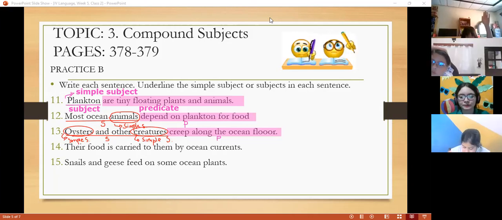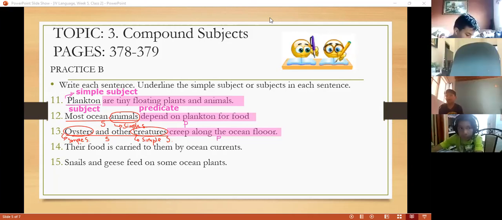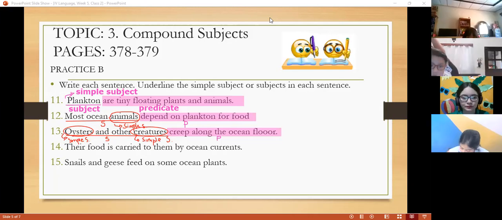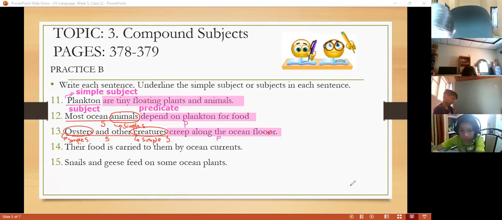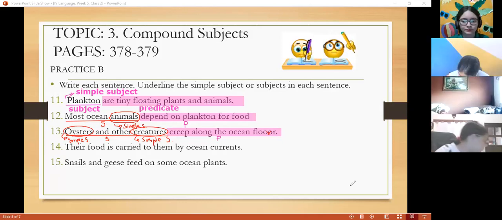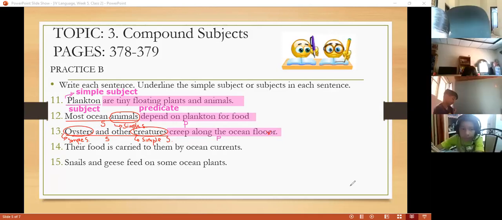Sian, tell me. In the 13, you put 3 O's in floor. Oh, 3 O's. That's right. Thank you, Sian. It's just with 2. Perfect. It's just 2. The fourth one is: their food is carried to them by ocean currents.